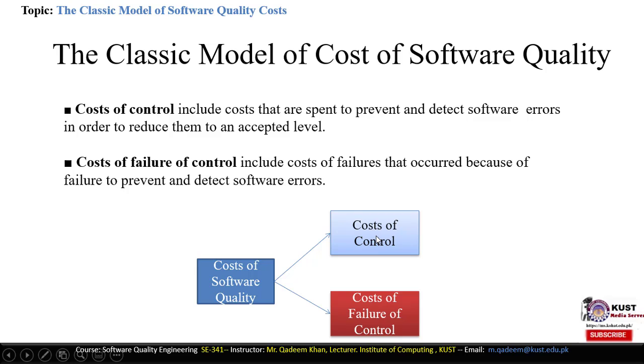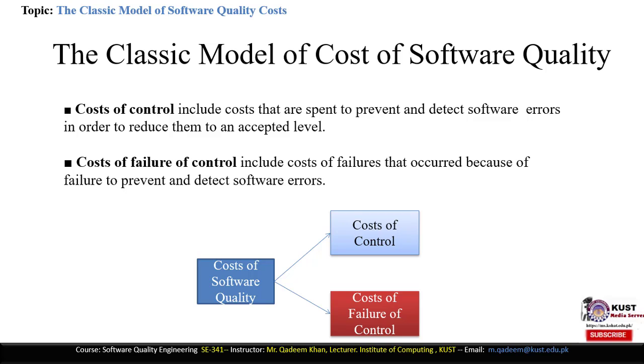The cost of control, in fact, includes the costs that are spent to prevent or detect the software's errors in order to reduce them to accepted levels. So cost of control is in fact the measurement of prevention and detection of the errors that reduce the quality of the software. So all the costs that occur on the prevention and detection of the software's errors are called cost of control.